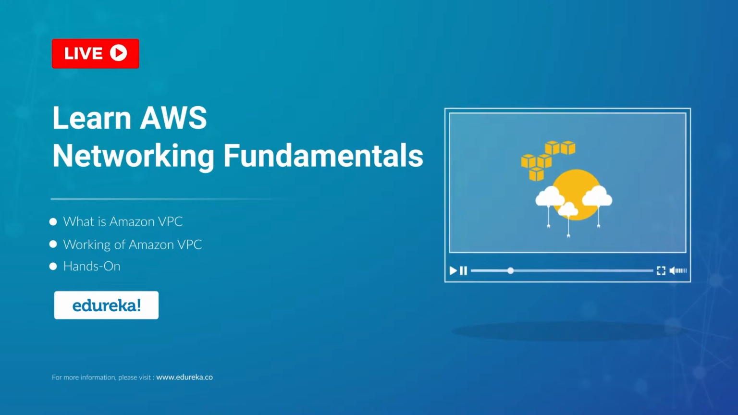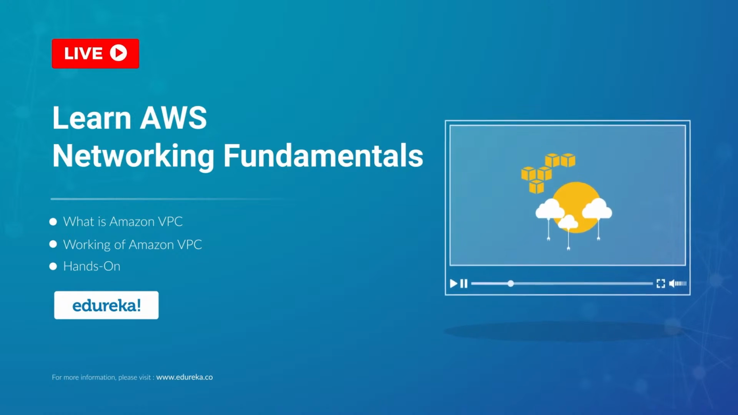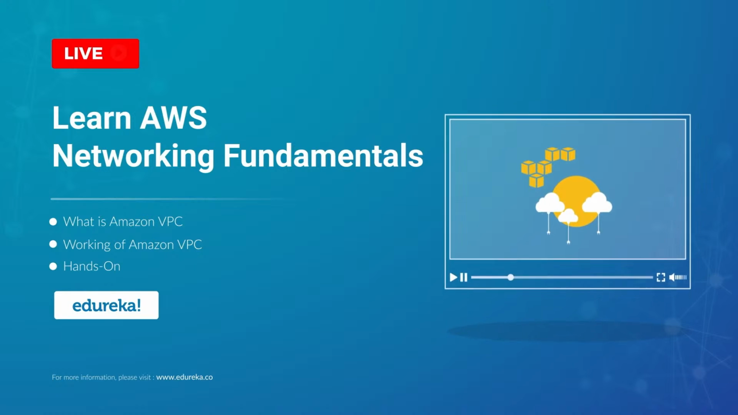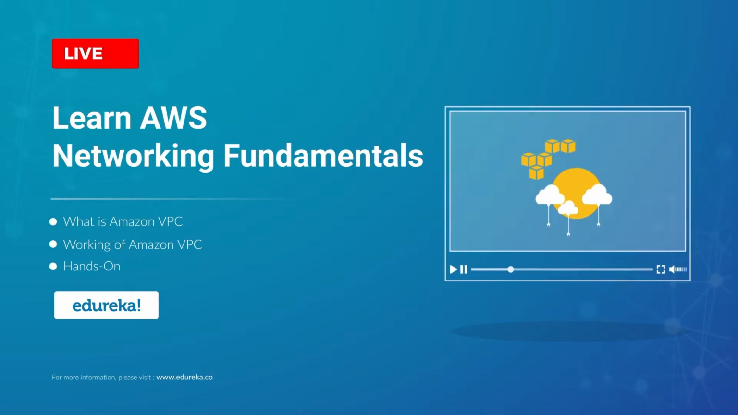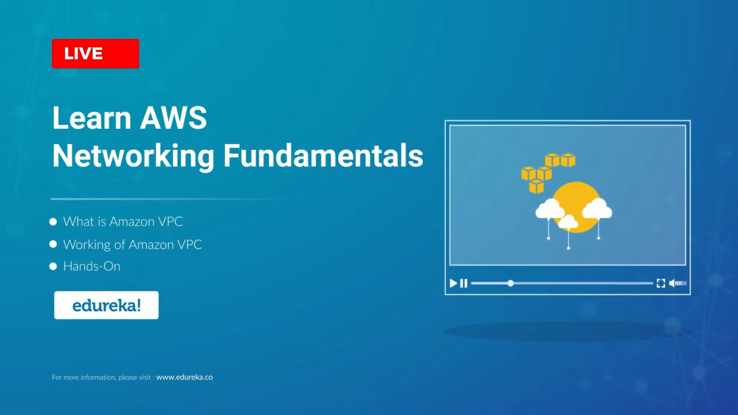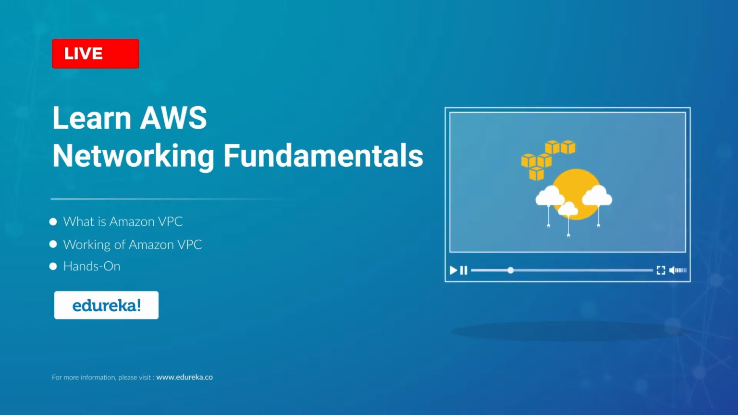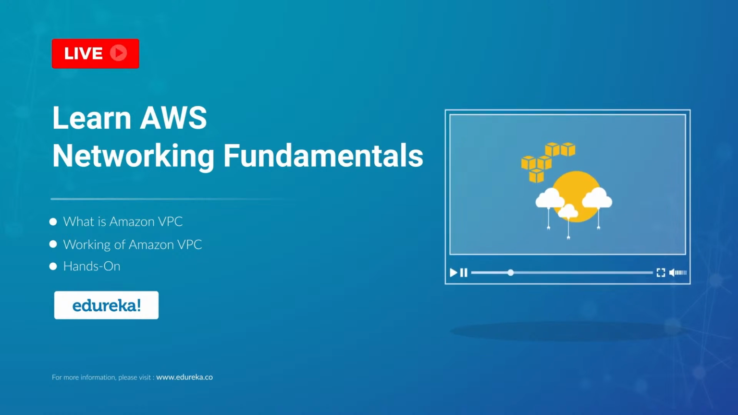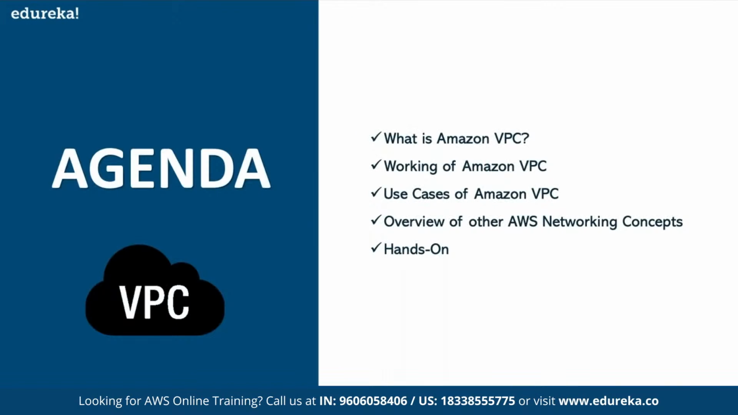So officially, we are learning AWS Networking Fundamentals. When I talk about networking, one of the most important concepts is the VPC, Virtual Private Cloud. We'll talk about what VPC is, how it works, and some other networking components of AWS. A very important question that everyone should know when they talk about networking: what is Amazon VPC?